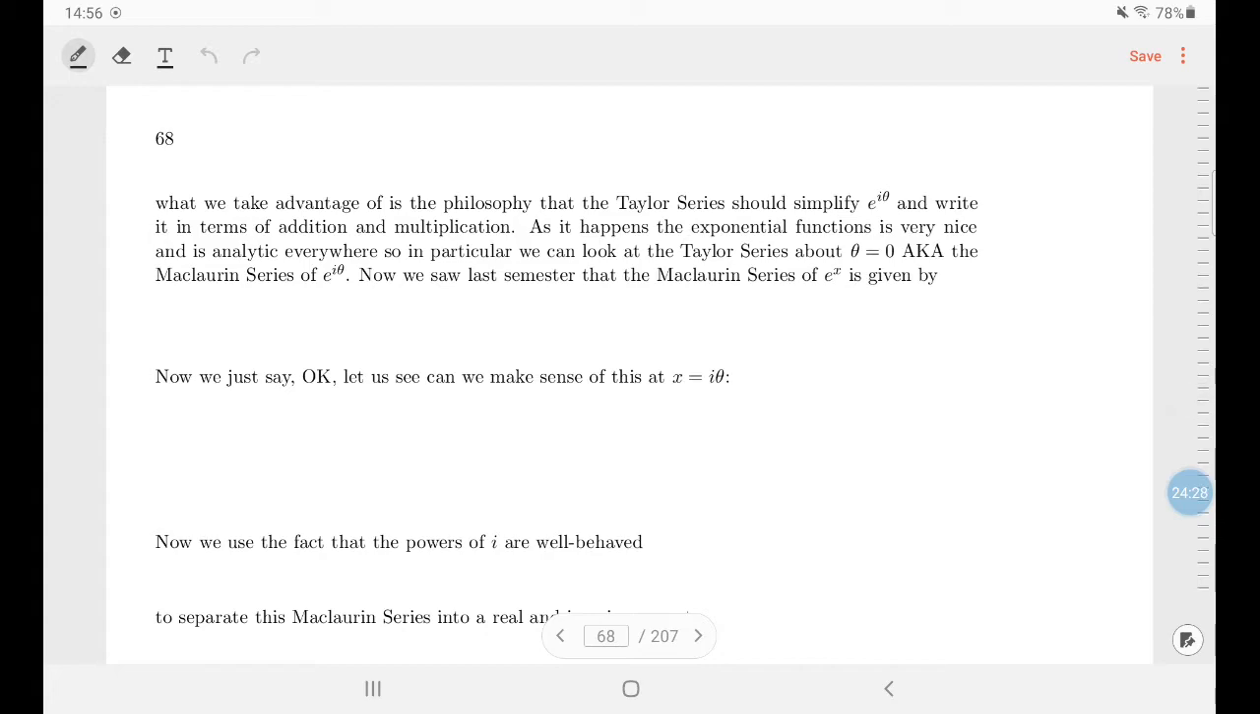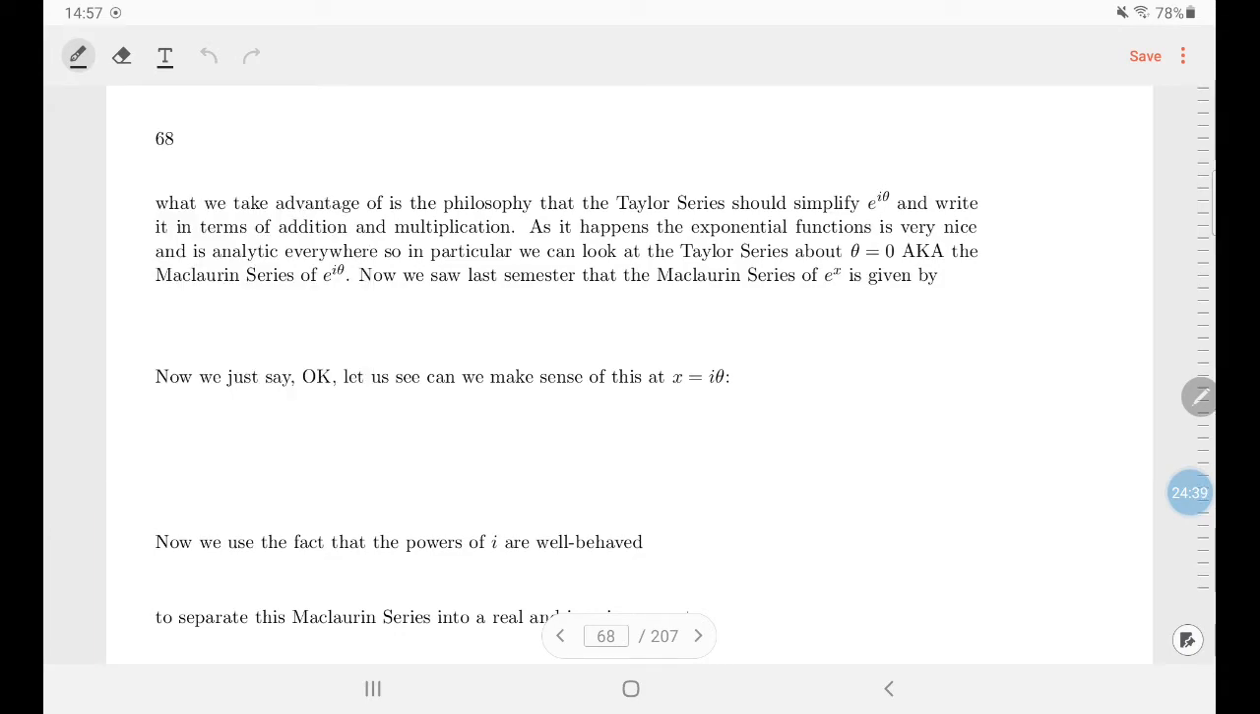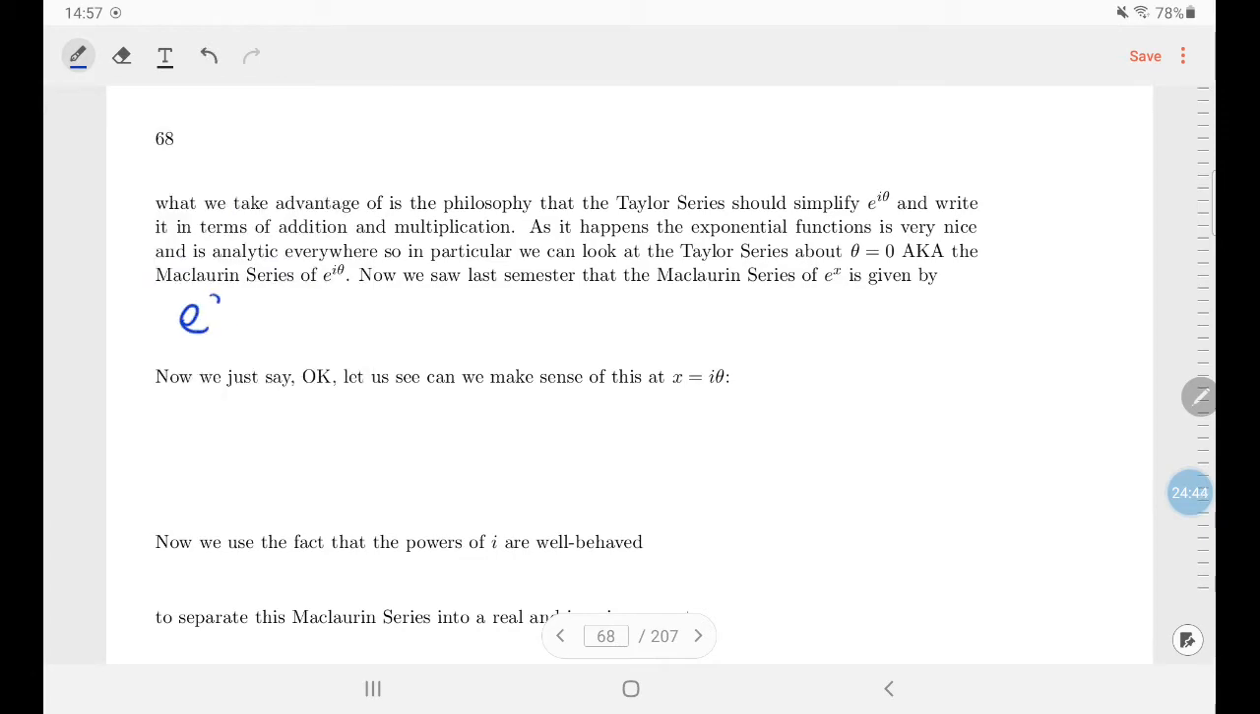If you remember your Maclaurin series that we did at the end of last semester, we would have shown that the Maclaurin series of e to the x is 1 plus x plus x squared over 2 factorial plus x cubed over 3 factorial plus x to the 4 over 4 factorial plus x to the 5 over 5 factorial. And I think we'll do just one more, x to the 6 over 6 factorial, plus and so on.